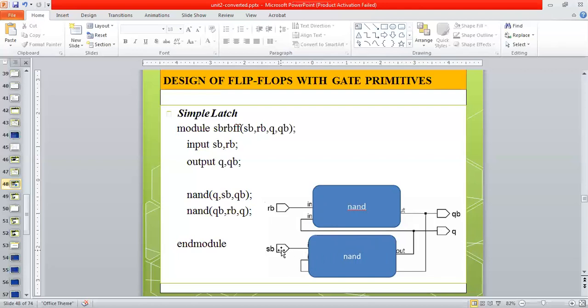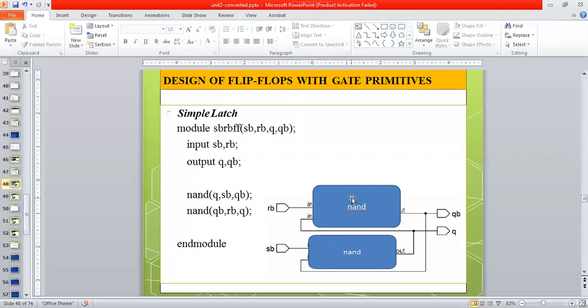What are the inputs here? SB is one of the inputs. And if you observe, what is the next terminal connected to this NAND gate? The next terminal connected to this NAND gate is the QB terminal. So this output is fed forward to the input of this NAND gate. That's why for this NAND gate, QB can also be taken as an input of the circuit.